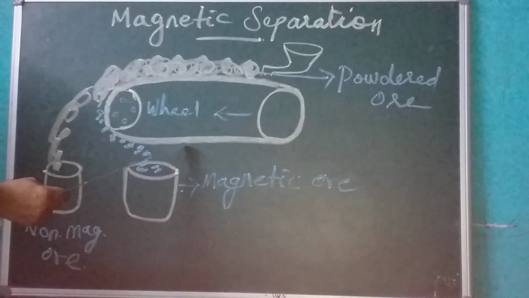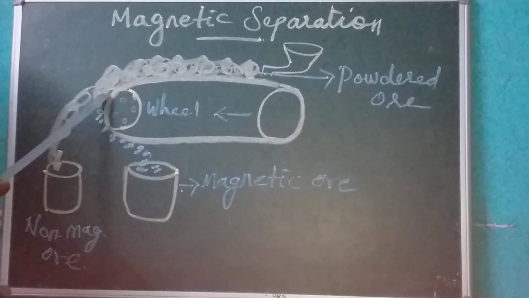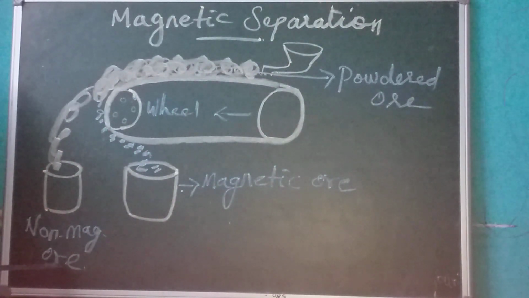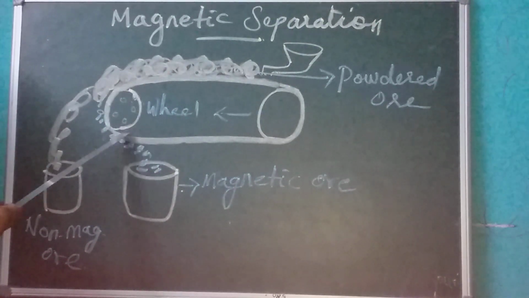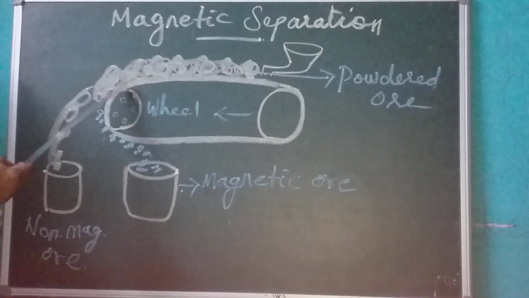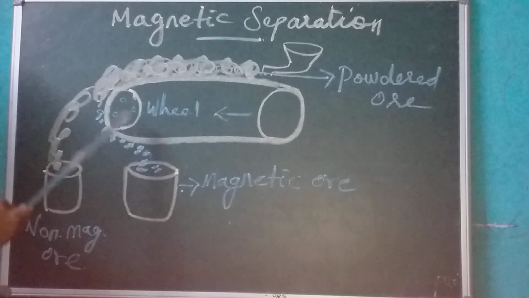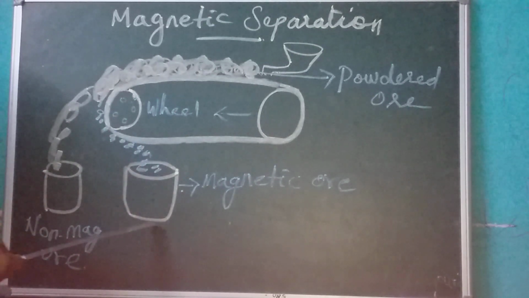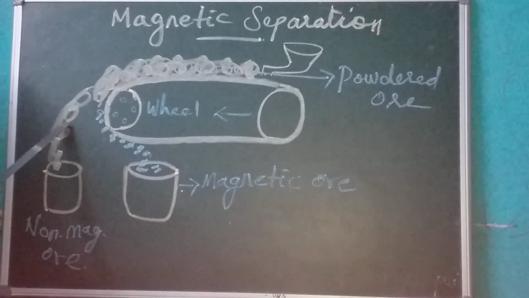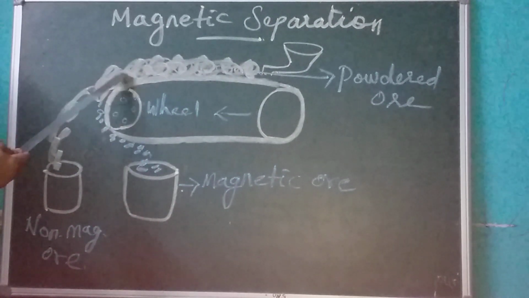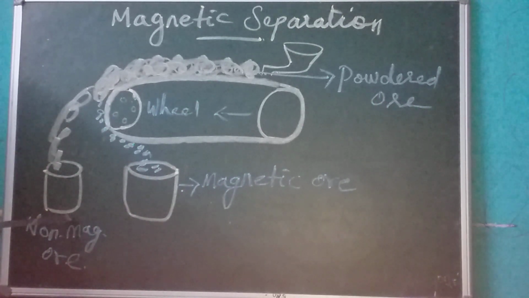When the magnetic wheel is rolling with the help of electricity, the powdered ore comes through this way. The non-magnetic material is not attracted by the magnet, because this wheel is made up of magnet. Those substances which are easily attracted by the magnet alone can come near the wheel. That means near that wheel we collect the magnetic ore. Those substances which are not attracted by the magnet fall away from the roller, so we can collect them from here. This ore we call a non-magnetic ore.